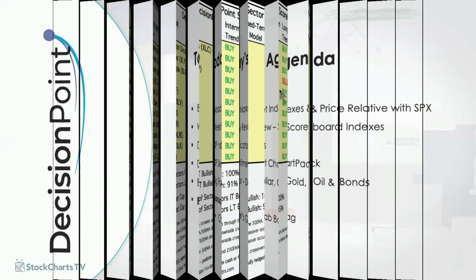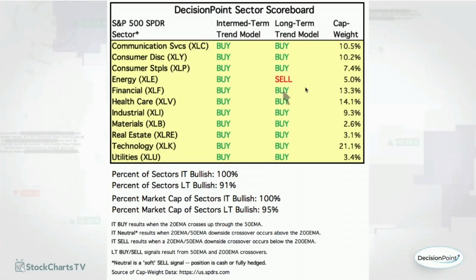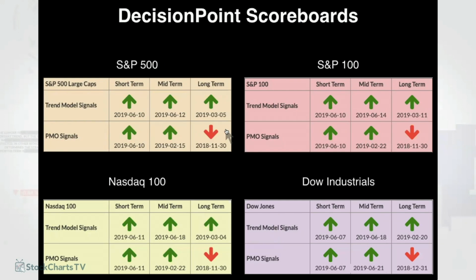But let's go ahead and get started. We'll look at the sector scoreboard. As you can see, the only red on the chart right now is a sell signal in the long-term trend model for XLE. That means that the 50-day EMA is below the 200-day EMA. That's what gives you the sell signal. So when you're looking at all these buys, you know that the 50 is above the 200. With the intermediate-term trend model, this is all about the 20 and 50-day EMAs, and on buy signals, that means the 20 is above the 50-day EMA. We do have some changes to the scoreboards, but I'm going to show you those in 1 minute.